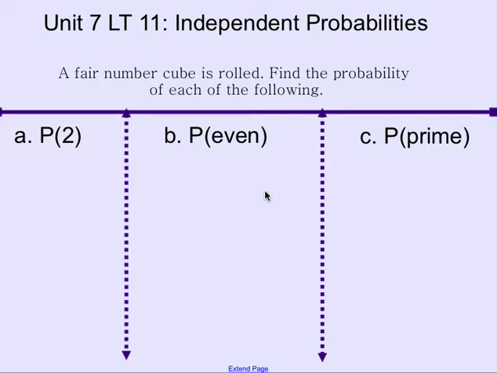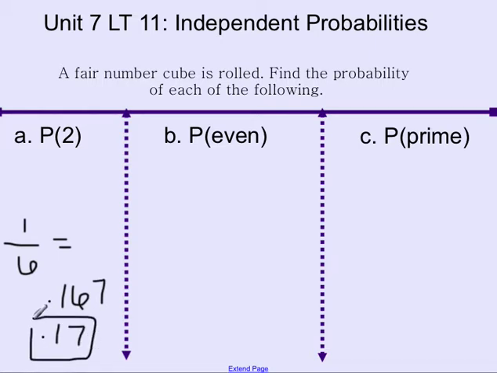So first of all, we want to find the probability of rolling a 2. Well, let's think about it logically, okay? If we have 6 total numbers on a die, only one of them is going to be a 2. So the probability is 1 over 6, which is 0.167. Now remember, we could also round that to be 0.17. Remember, if that third number is 5 or greater, you're going to round up.